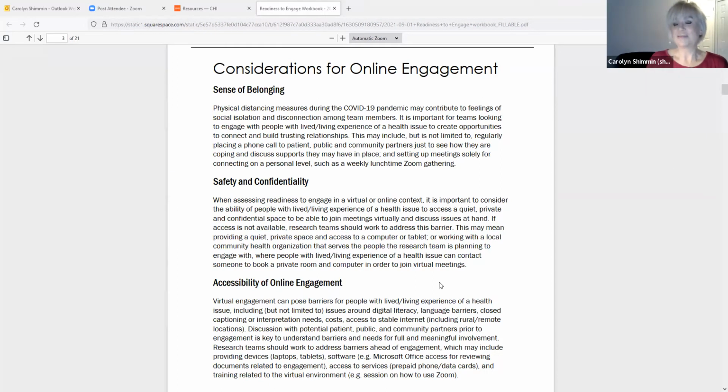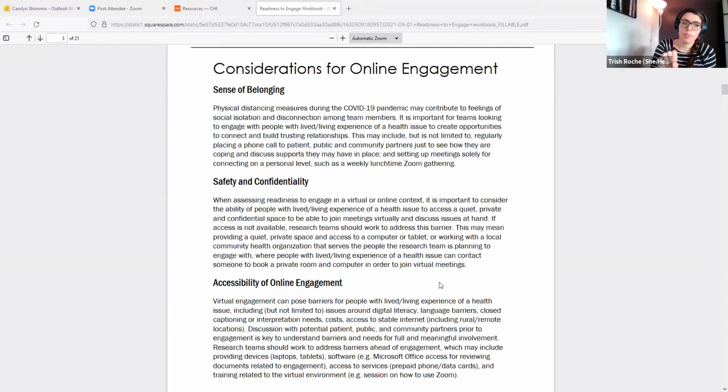And with some of the online engagement that's occurred over the pandemic, some feelings of social isolation and disconnection have happened with team members. So it's really important for teams to look at engaging with people with lived experience of health issues to create opportunities to connect and build trusting relationships. And we have some examples in there on how you can do that, whether it's phone calls or reaching out or having weekly lunchtime gatherings where you can share and build a relationship.